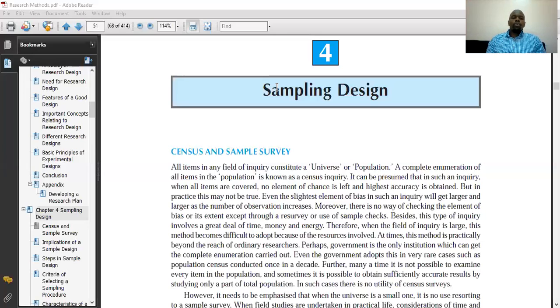Okay, so what is sampling? Sampling is the systematic activity of collecting samples. So from the word sample, sampling is the process of collecting samples.